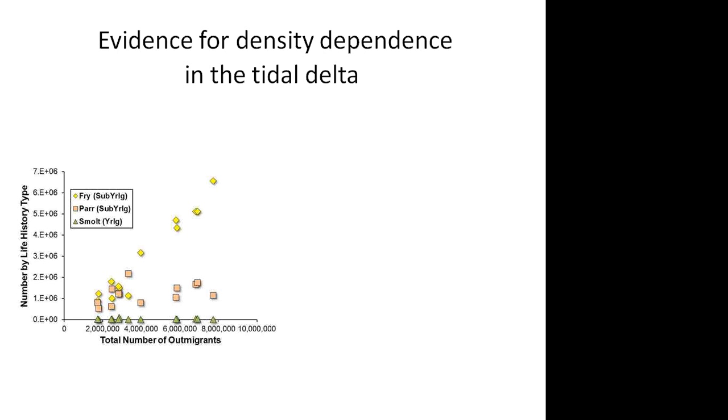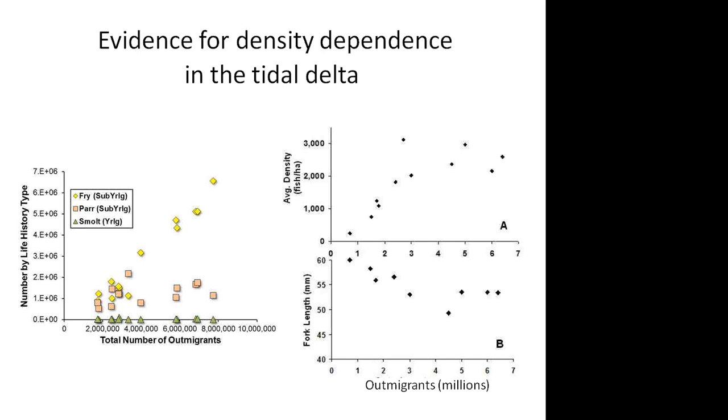So I showed some of these slides on Monday, but this is basically the outmigrant trapping data that Mara has been talking about. And what we see here are the counts by life history type as a function of the total number of outmigrants. And the big variable here is fry fish, which move through the system fairly rapidly after hatching, and are a main contributor to the variation in the total outmigration size. So those fry are pretty important.